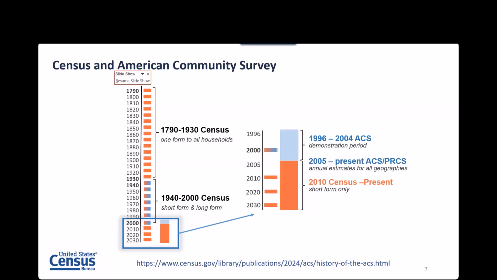And then in 2010 and moving forward, the decennial census sent that short form to all households. And then the ACS became the new point for collecting information each year using what was on the long form. And I did include a link, or we did include a link down here at the bottom if you wanted to learn more about the ACS.